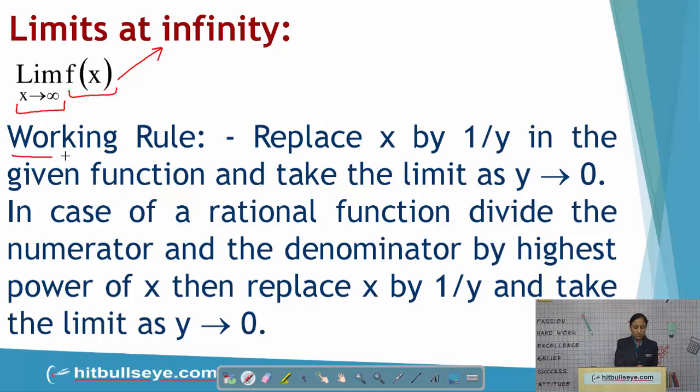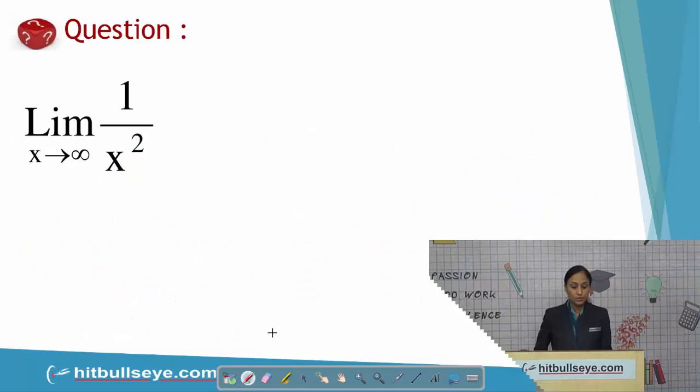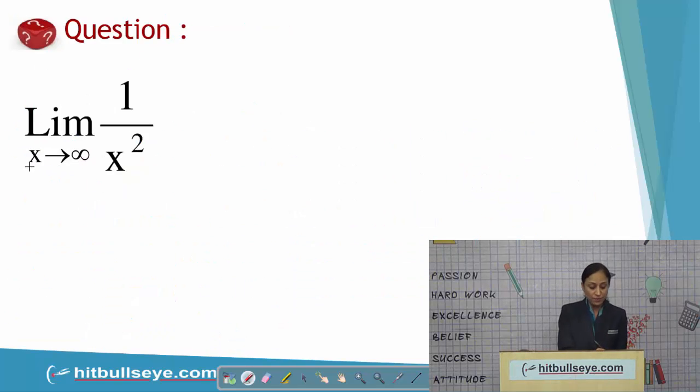Now there is a simple working rule for finding the limit at infinity. The rule goes like this: replace x by 1 upon y in the given function. Take the limit as y approaches 0, of course, because if x is approaching infinity, 1 upon y will be approaching infinity. That means y will be approaching 0. In case of a rational function, divide the numerator and the denominator by the highest power of x present in your question. Then replace x by 1 upon y and apply the limit as y approaches 0. So this is one question based on the concept of limit x approaching infinity.